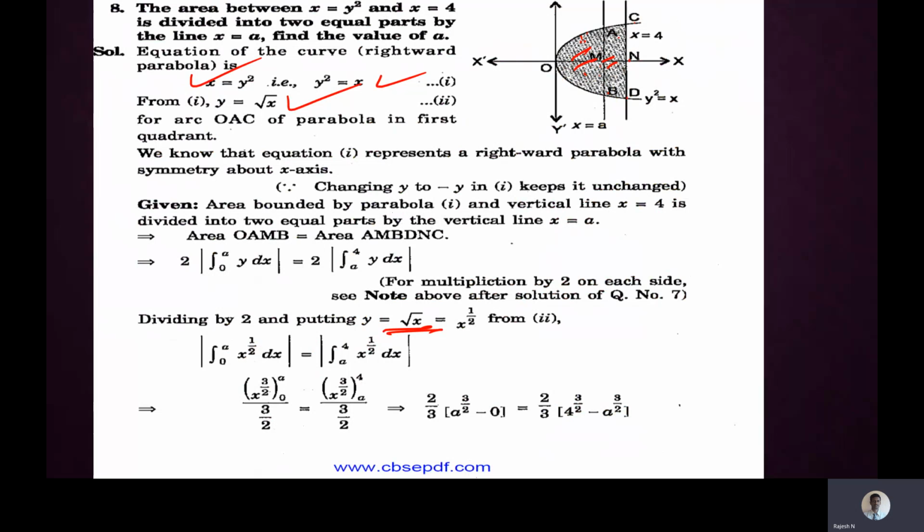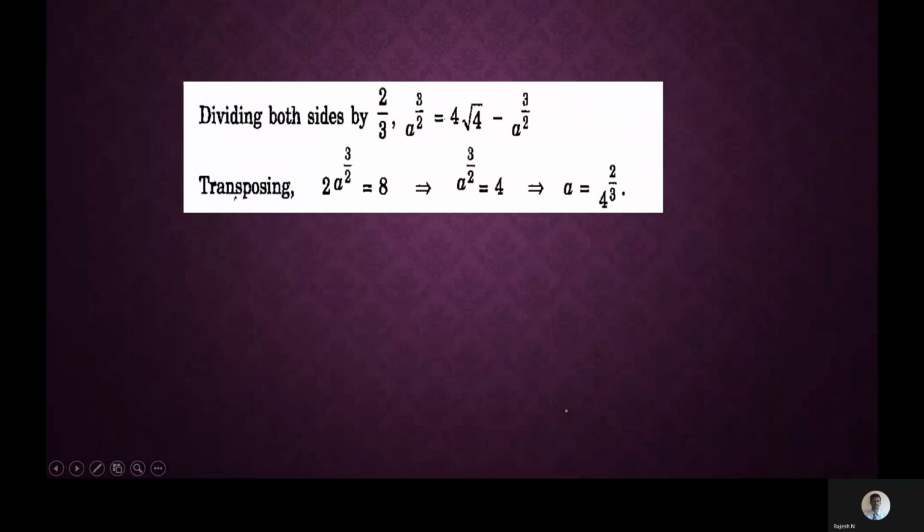Here also, in this case also, what is our curve? The curve is a parabola. So integral 0 to a of x raised to 1 by 2 dx is equal to 0 to a of x raised to 1 by 2 dx. Integrating, x raised to 3 by 2 by 3 by 2 from 0 to a. So 2 by 3 into a raised to 3 by 2 minus 0 is equal to 2 by 3 into 4 raised to 3 by 2 minus a raised to 3 by 2. So simplifying, you are getting a is equal to what? 4 raised to 2 by 3.